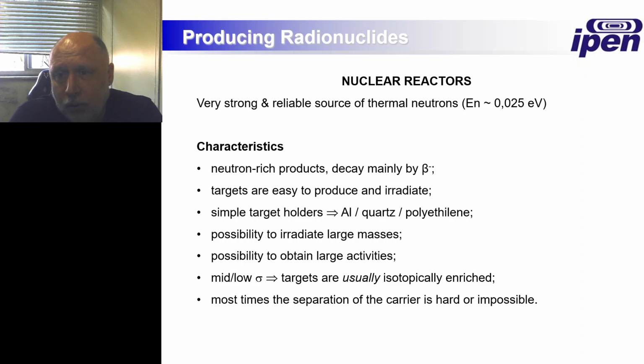So you will always have what we call carrier. The carrier is the original nuclide. It's almost impossible to get rid of it. So you have to deal with the radionuclide, which is mixed with the stable nuclide. It may reduce in the end the overall dose you can implant in a patient.